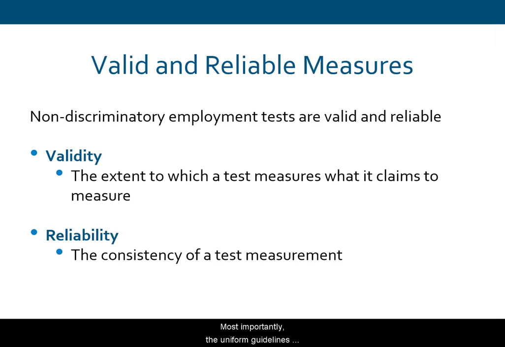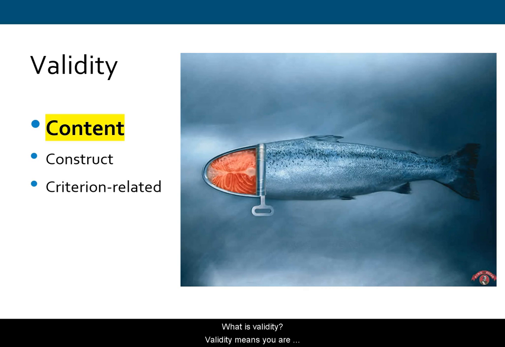Most importantly, the Uniform Guideline identifies the acceptable types of validity that can be used to validate employment tests: content validity, criterion-related validity, and construct validity. And it notes that these tests must be reliable. Let's talk about validity and its 3 types. What is validity? Validity means you are measuring what you claim you are measuring.